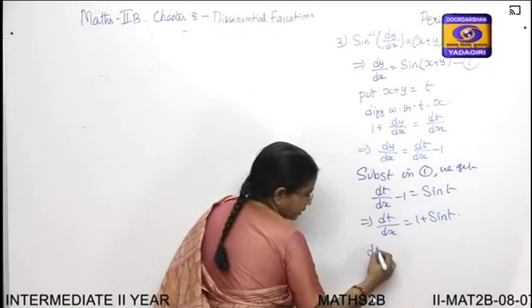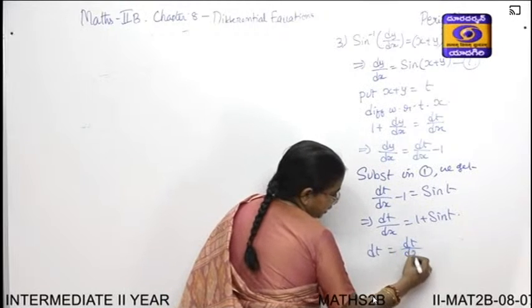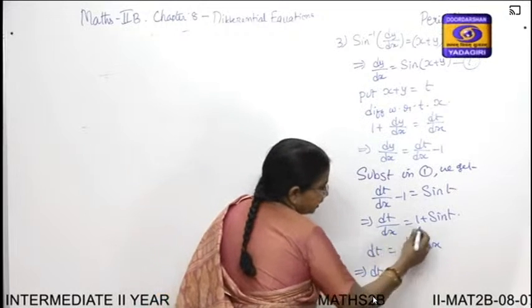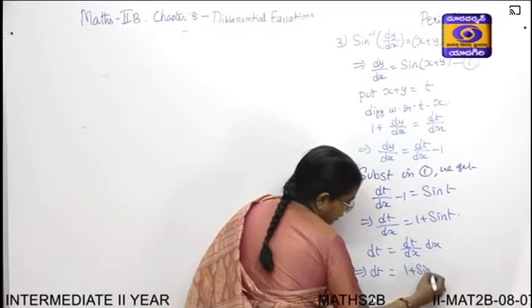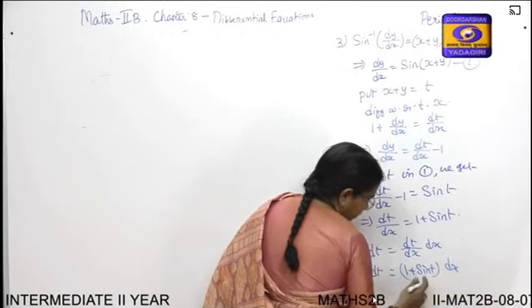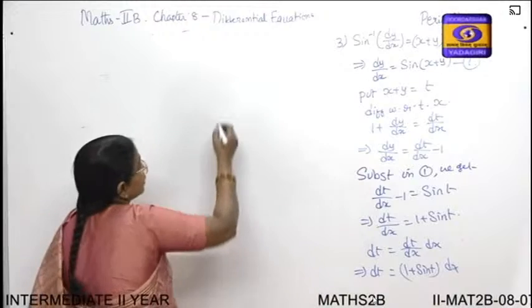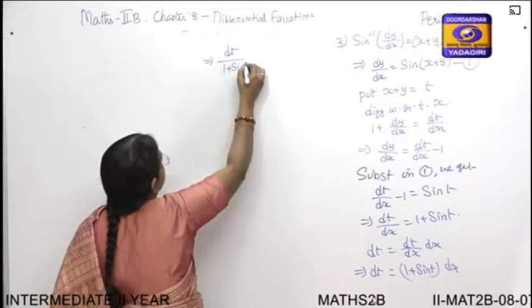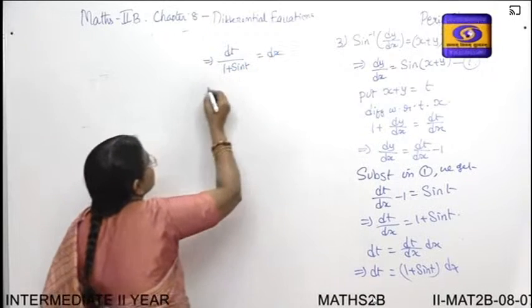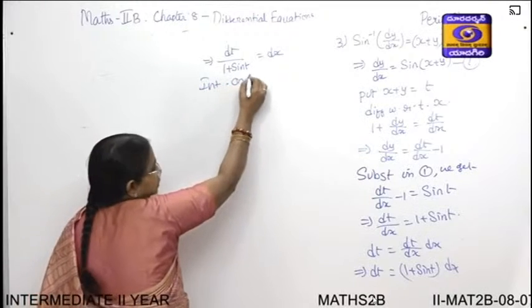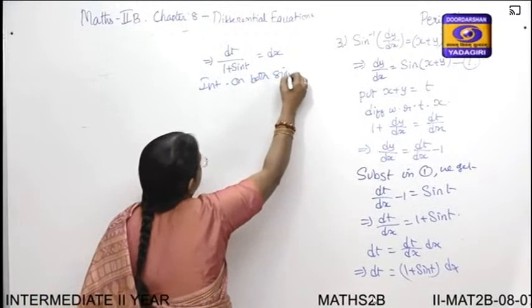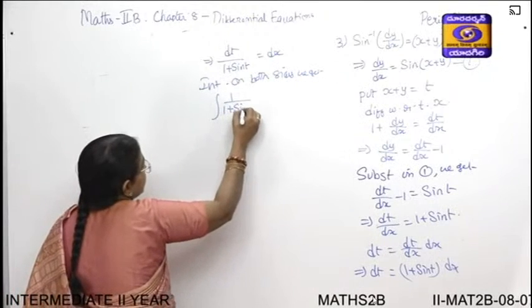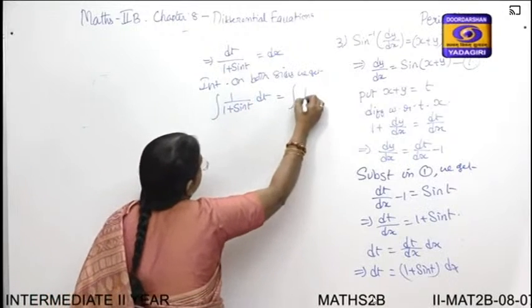Now we know that dt is equal to dt by dx into dx. Implies that dt is equal to, what is dt by dx? 1 plus sin t. So 1 plus sin t into dx. So this 1 plus sin t, whole thing should go down here. So that implies dt by 1 plus sin t is equal to dx. So we separated the variables. Integrating on both sides we get integral of 1 by 1 plus sin t dt is equal to integral of dx.